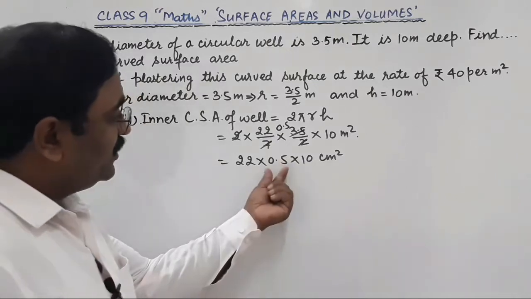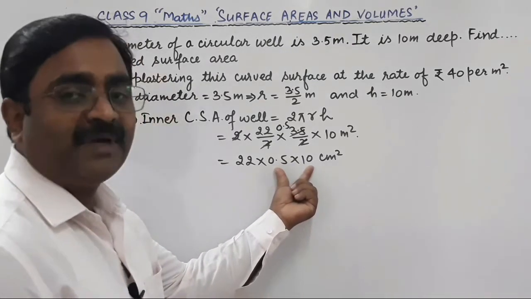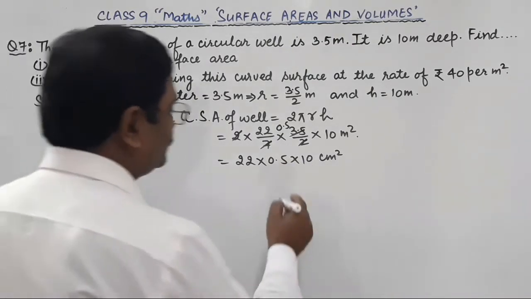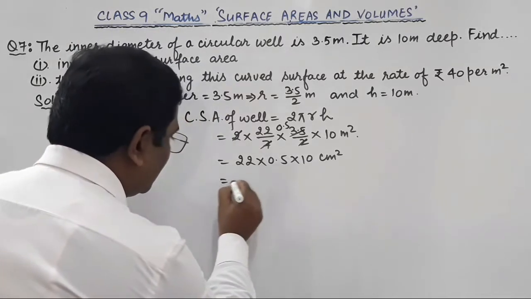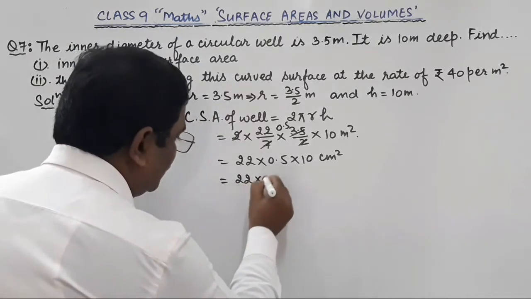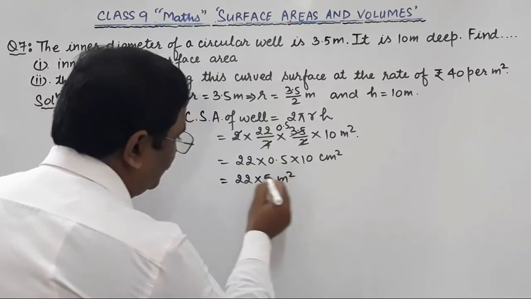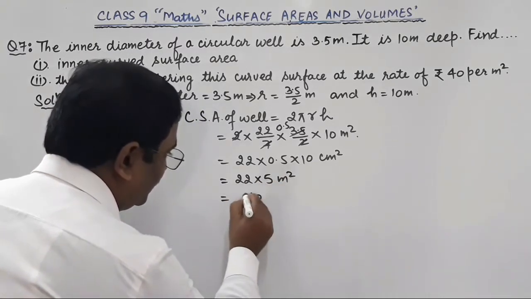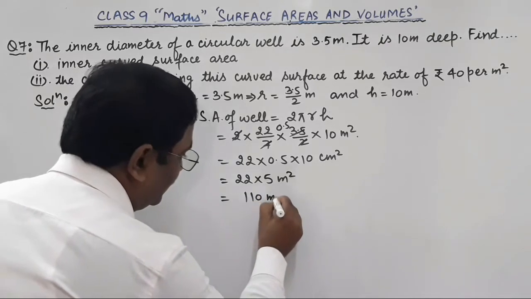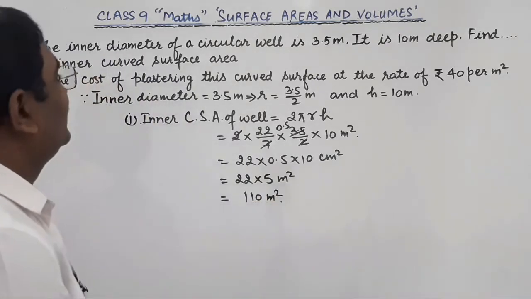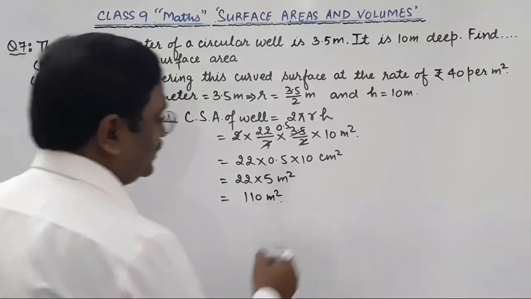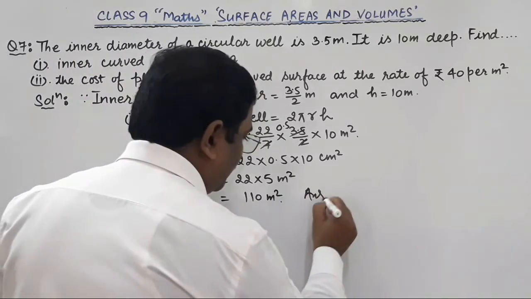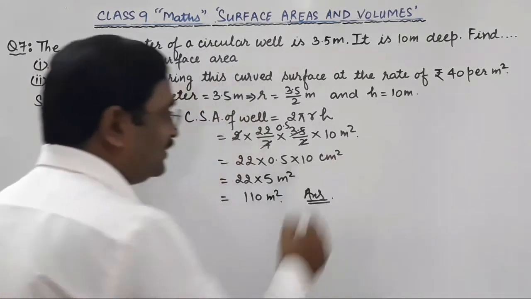When this 0.5 is multiplied by 10, you will get 5. Therefore it can be written as 22 into 5 meters square. So 5 2s are 10, 5 2s are 10, 1 carry 1, 110 meters square is the inner curved surface area of this well, right?